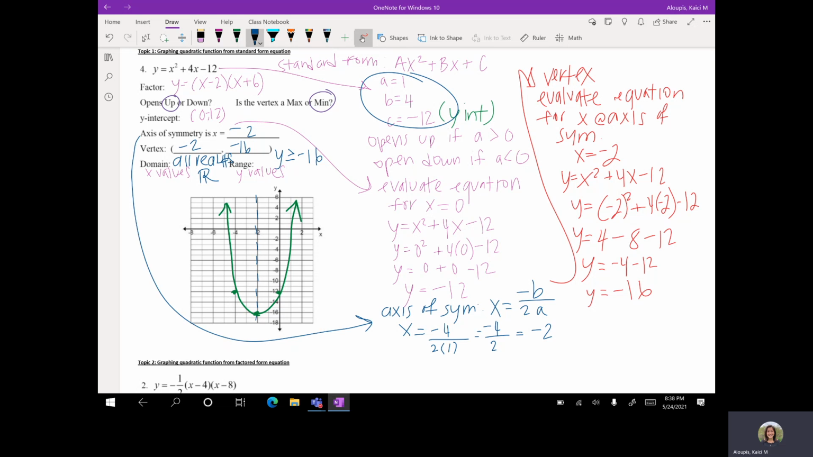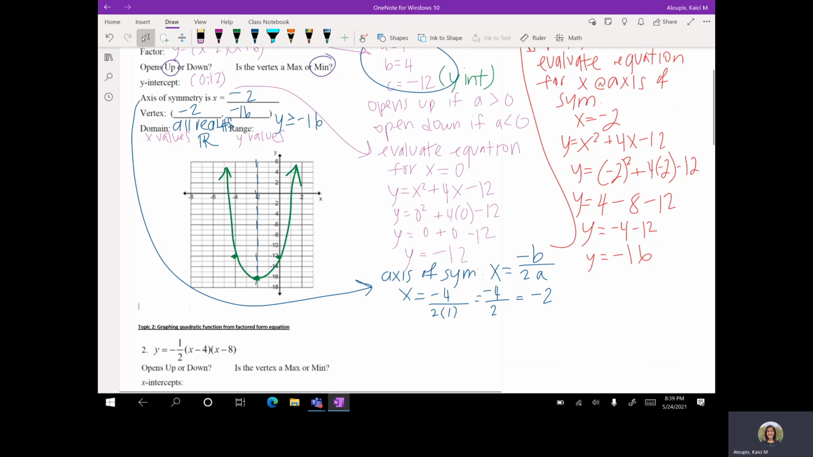It'll never be negative 16 and a half. It'll never be negative 20. That's the lowest point. That's the minimum point on the y-axis that our graph will ever cross. So that's how we discern what the range is.